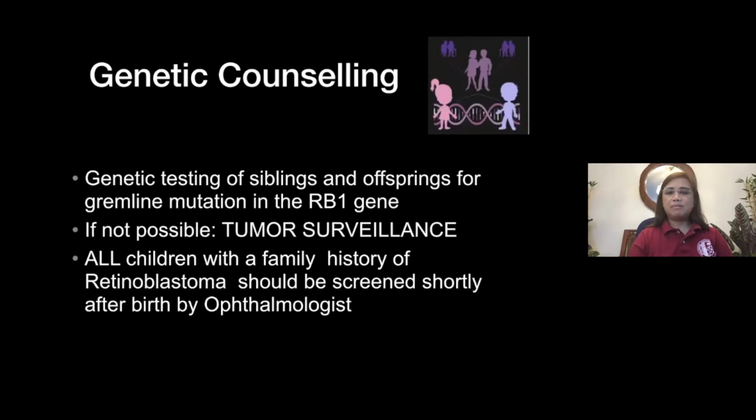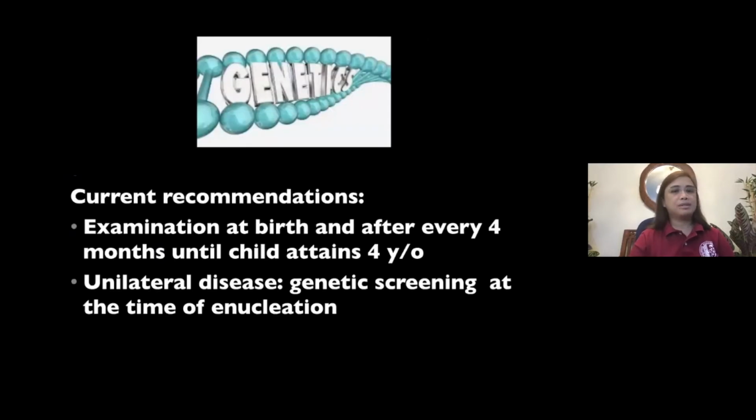Genetic testing of siblings and offspring for germline mutation in the RB1 gene is recommended. However, if it is not possible, tumor surveillance can be done. All children with a family history of retinoblastoma should be screened shortly after birth by ophthalmologists. The current recommendation is examination at birth and every 4 months until the child attains 4 years old. Unilateral disease requires genetic screening at the time of enucleation.